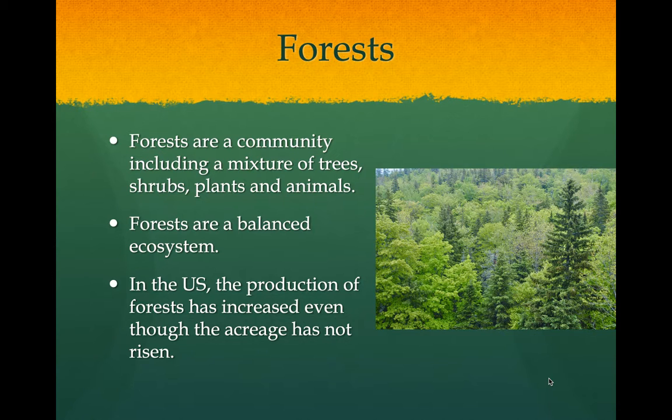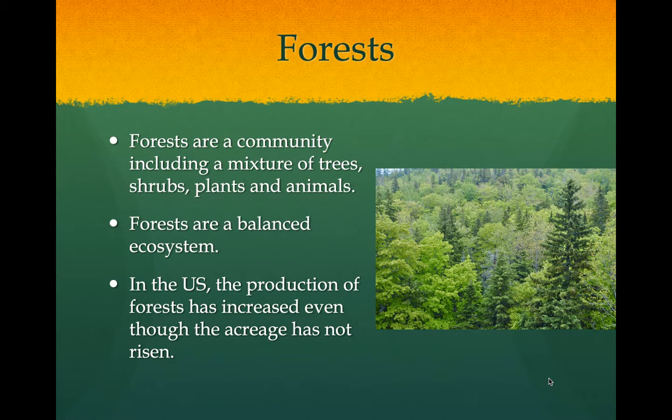So, in the United States, the production of forests has increased, even though the acreage has not risen. Basically, what that tells us is that we are harvesting trees younger and we are putting more trees into our forest. So, whenever we're looking at doing forestry, there are a lot of forests that are going to be hand seeded rather than naturally seeded, so that we know exactly how many trees are going into a particular forest and we can put fast growing species in those forests so that they can be harvested at a younger age.